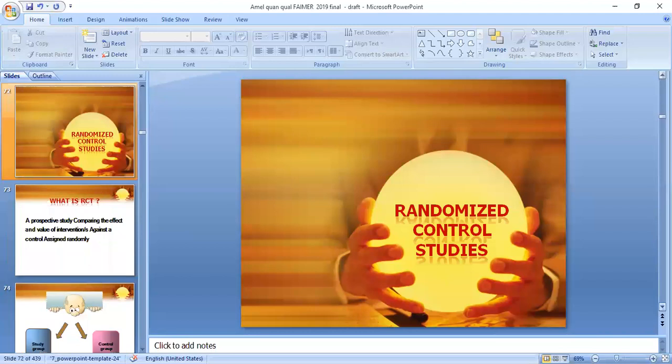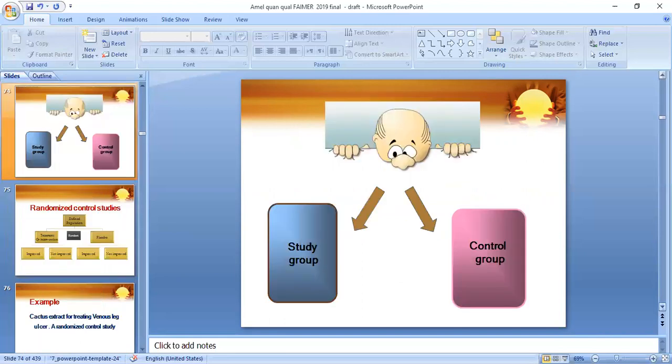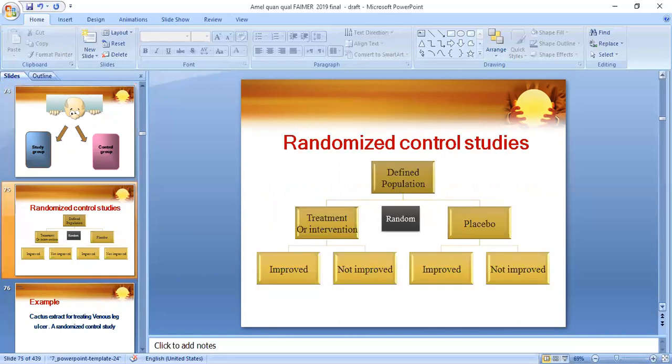We'll go back to the randomized control study. A randomized control study is one of the quantitative research designs. It is a prospective study comparing the effect and value of an intervention against a control assigned randomly. So we have two groups, a study group and a control group. This is the main issue: to randomize. The control group and the study group should be randomized.